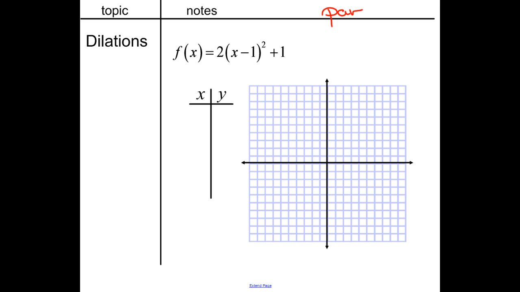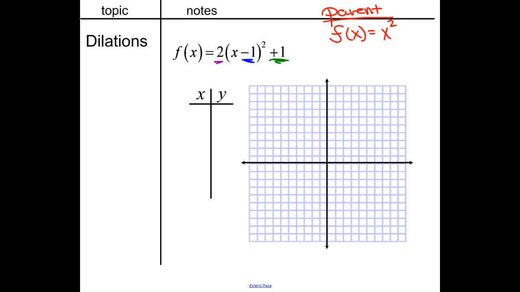So our parent function for this first one is f of x equals x squared. We know that because we have that squared. Now I need to look and see how many pieces I have that are changing this. Well, I have one on the outside there. I have two, that second piece on the inside. And my third and last piece that's being changed is on the outside there.